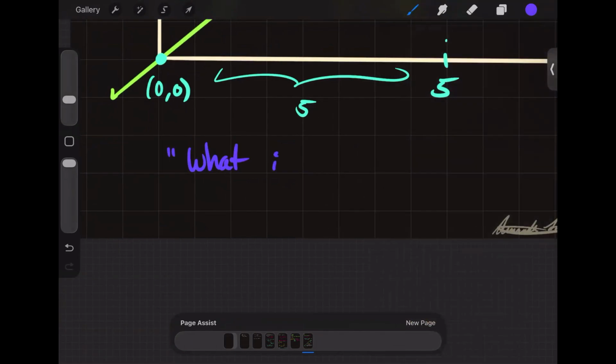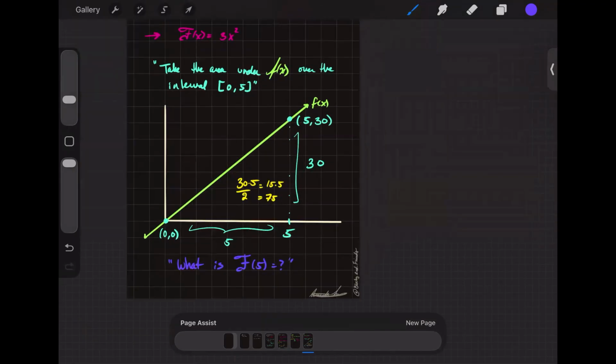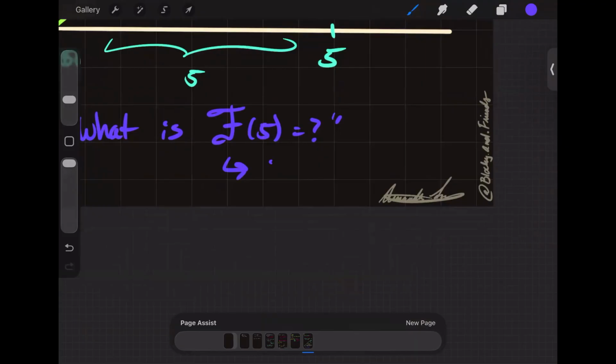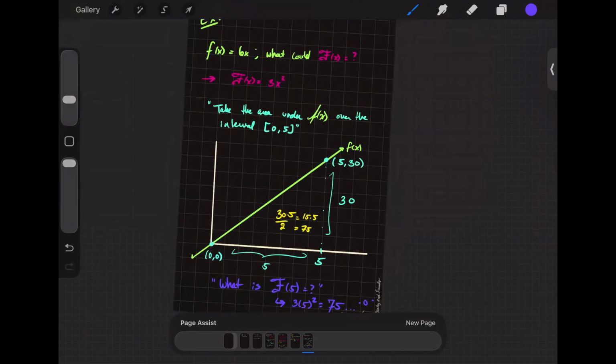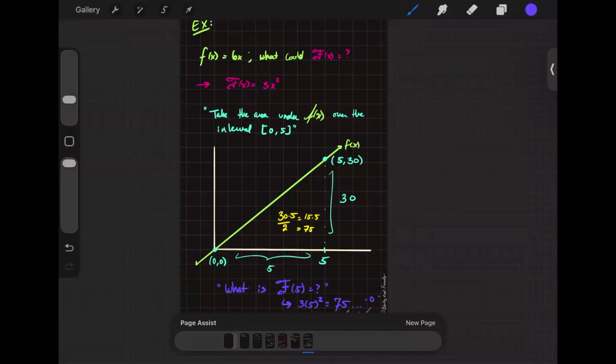What is big F of 5 equal to? Surely it's not 3 times 5 squared, which is equal to 75. Huh, interesting.